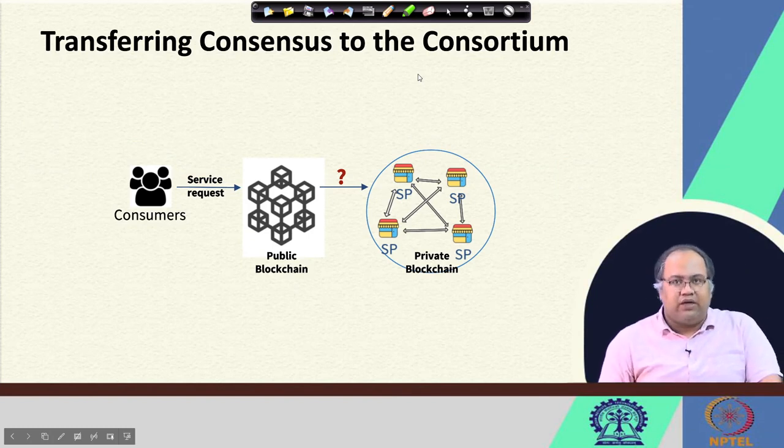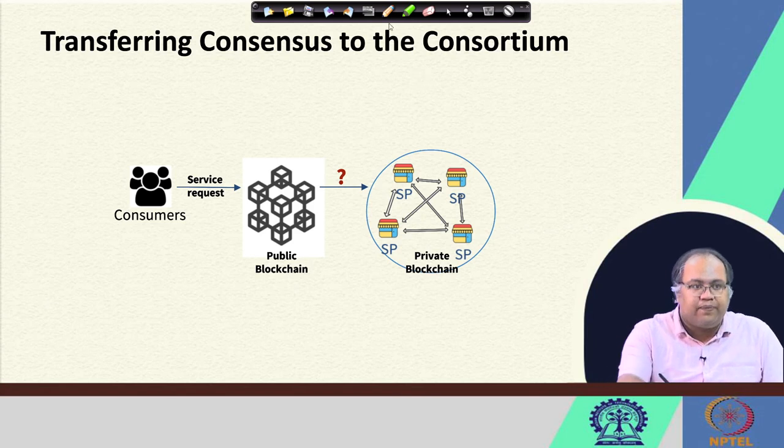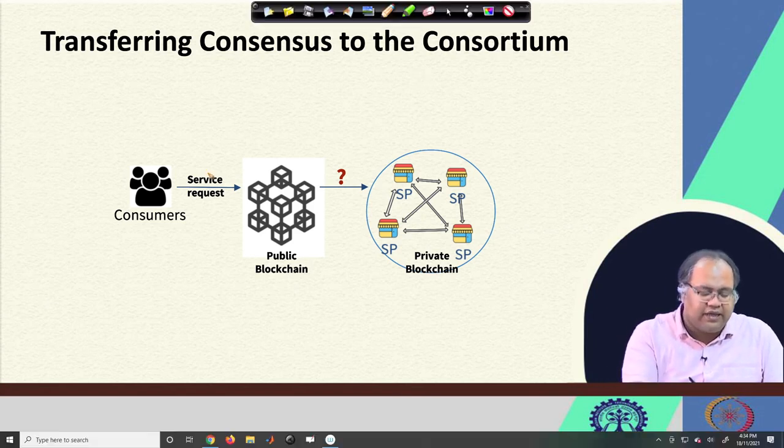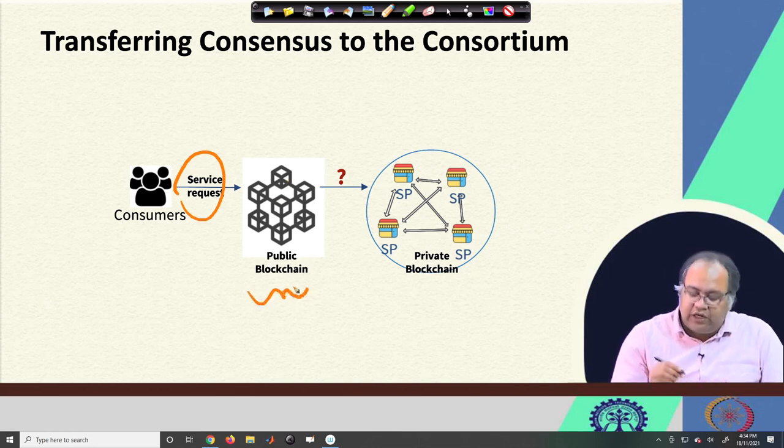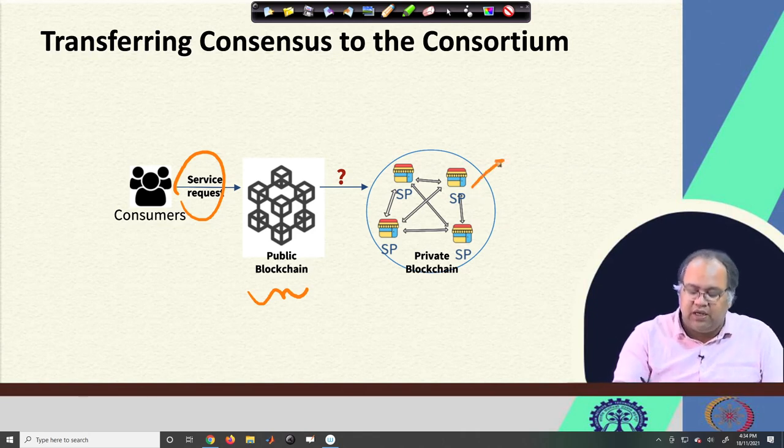Now comes the important question, the two important problems that we have. So, the consumer has generated the service request, and this service request has been added to a public blockchain. Now, as I mentioned earlier, the service providers construct a private blockchain among themselves, because the service provider network is a kind of closed network.